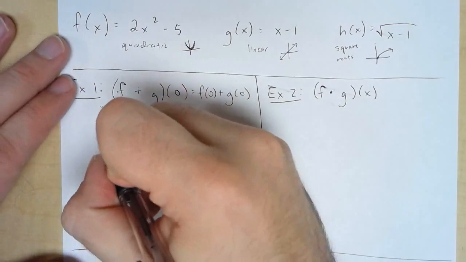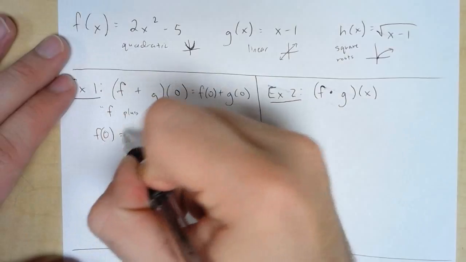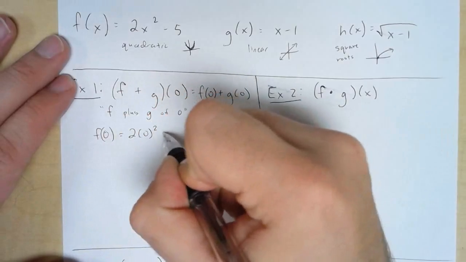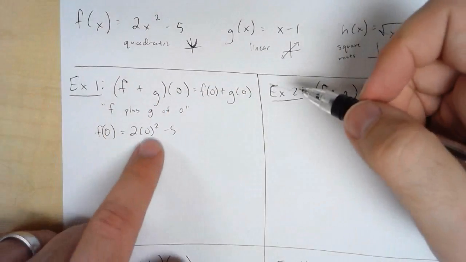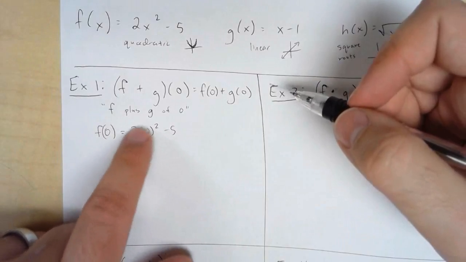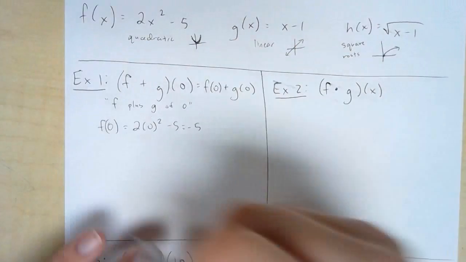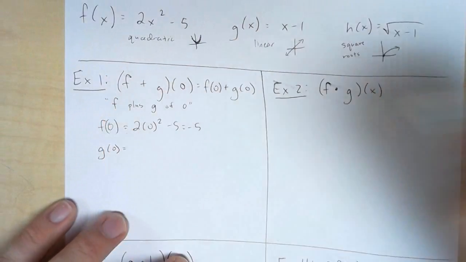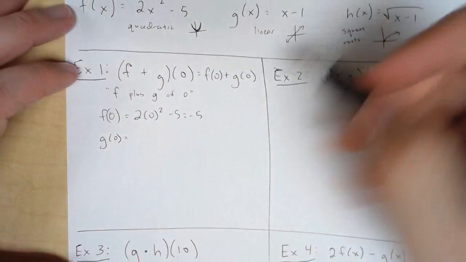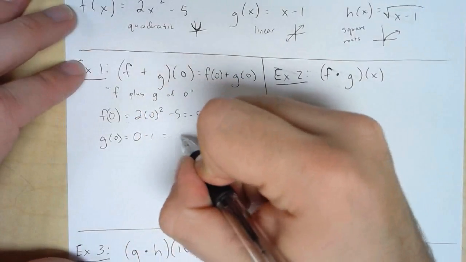So I know f of 0 is 2 times 0 squared minus 5. So exponents first, 0 squared is 0, multiply by 2 gives us 0. So we get 0 minus 5, which is negative 5. G of 0 is, let's see, 0 minus 1, which is negative 1.